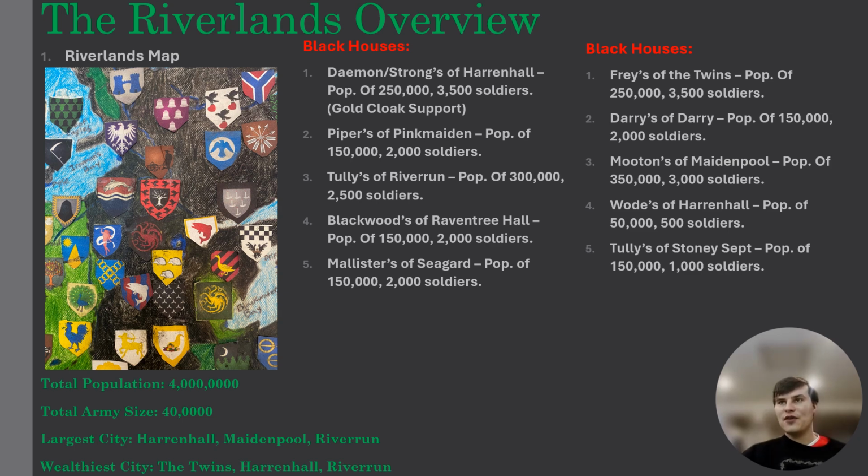Let's go into the Freys. The Freys have the gray background with the two pillars and the bridge. The Freys are the Twins. They have a large population. They're a very wealthy castle at this point, and they're not considered the most loyal of houses, but they did side with the Blacks.